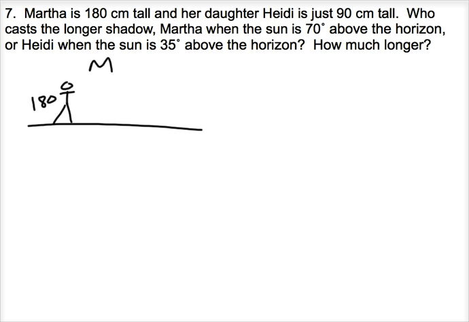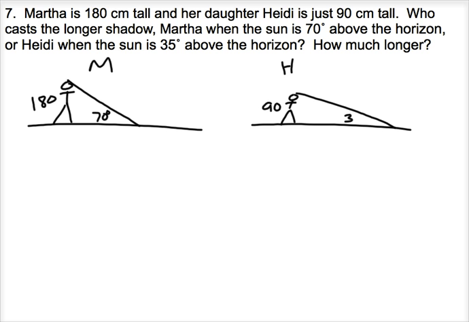And the sun is 70 degrees above the horizon for her. So I have a, not drawn to scale, 70 degrees. Heidi is only 90 centimeters tall. And for her, the angle is 35 degrees. And I want to know which person has the longer shadow. So trying to find x for both of these.